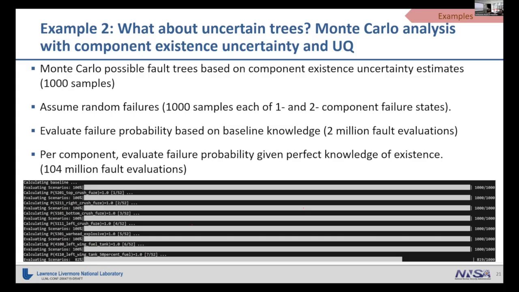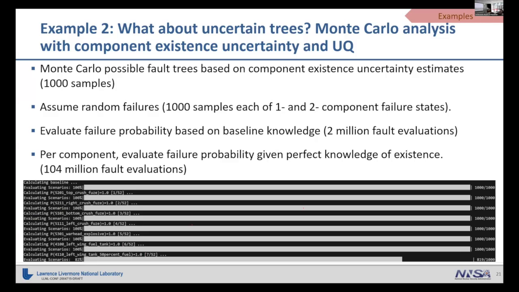In this case, we're just going to assume there's 1,000. We're going to sample 1,000 different fault trees, and then out of each of those, we're going to do 1,000 samples each of 1 or 2 component failures. Given that we already did the deterministic analysis on the template, there's not too much interesting happening after 2 component failures, because you know that the system has failed. So for each, you evaluate failure probability based on baseline knowledge first.